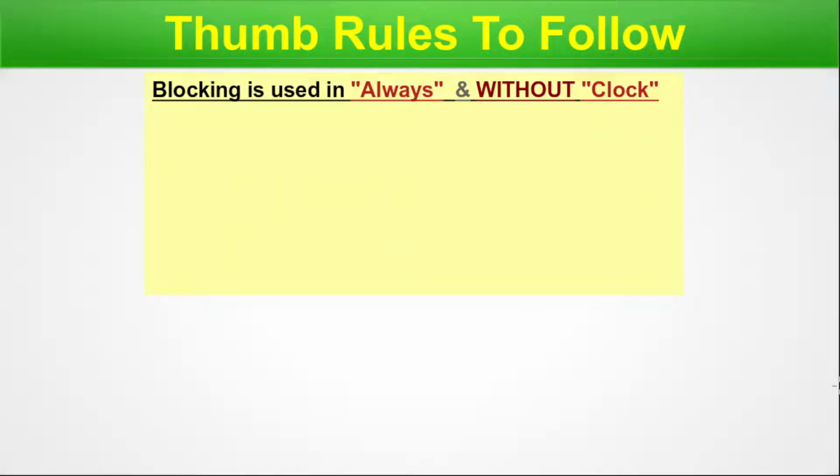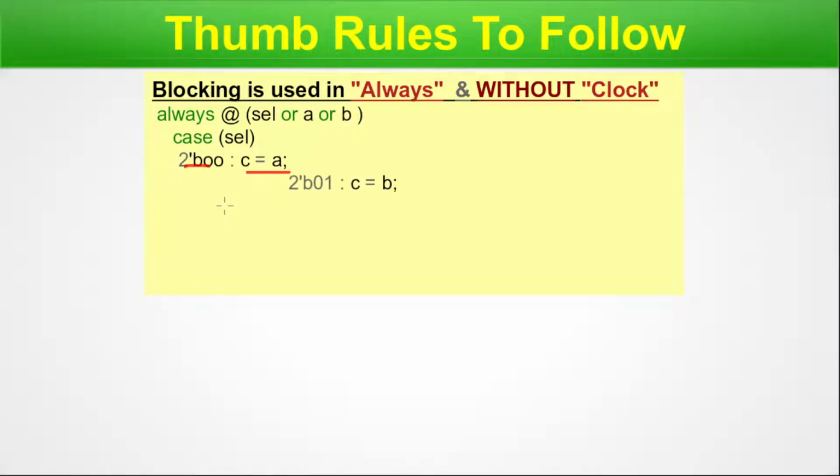Blocking is used in always blocks without the clock. So we have an always block, and here the sensitivity list tells us it is the selection, A or B. So if any of them becomes active or their values change, that will trigger the always block to execute the code inside. Case: this is the first case, B goes to A. This is the second case, B goes to C. Sorry, A goes to C and B goes to C. And here we end the case.